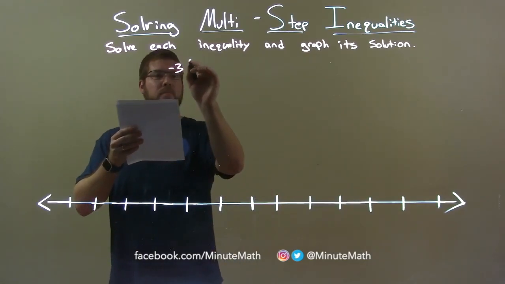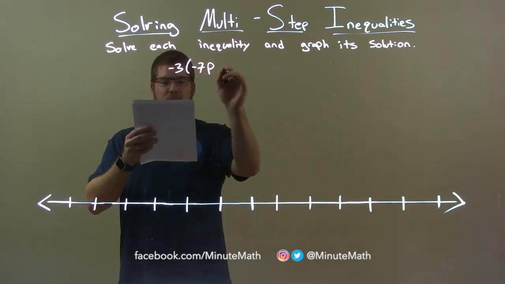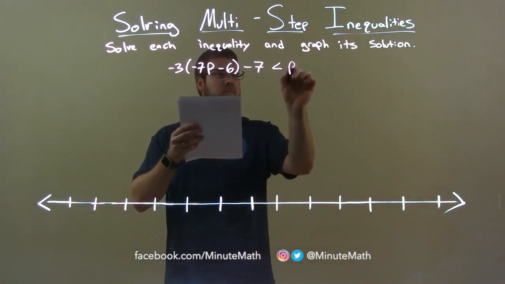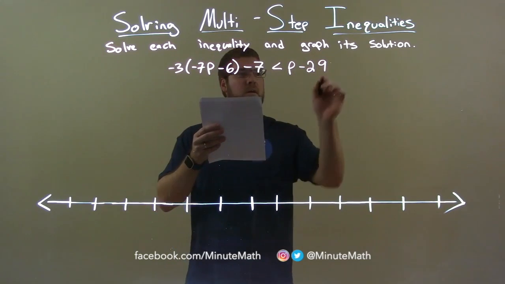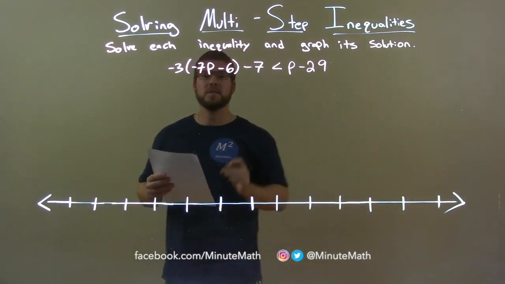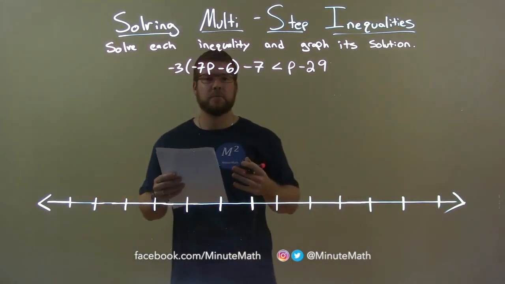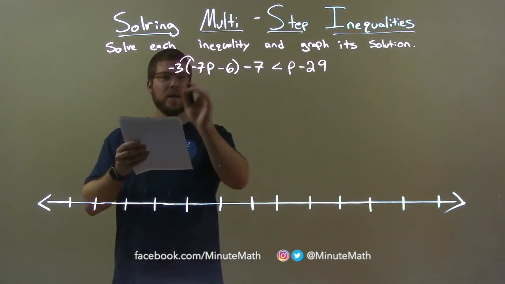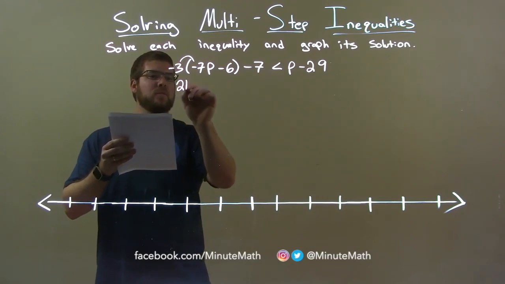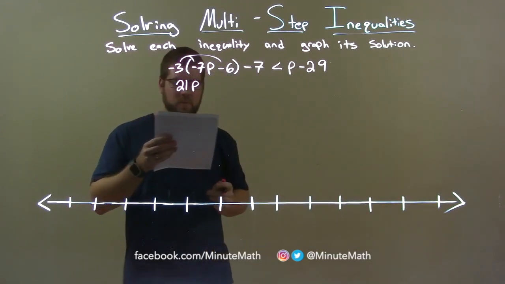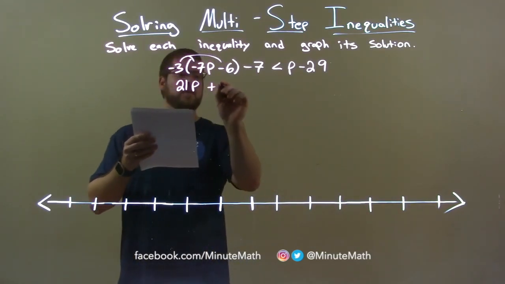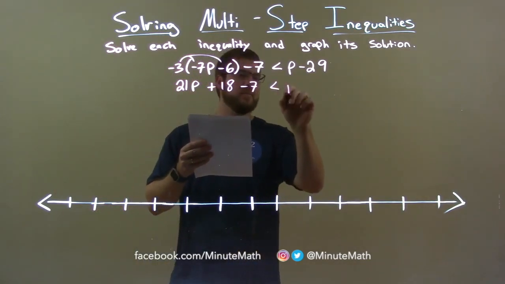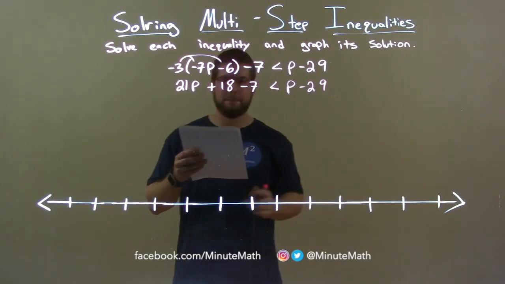Negative 3 times a negative 7p minus 6 minus 7 is less than p minus 29. I want to get p completely by itself. First step in doing that is to distribute the negative 3 across. Negative 3 times negative 7p is a positive 21p. Negative 3 times a minus 6 is a plus 18. And then we have a minus 7 here. And on the right it stays the same, p minus 29 for now.